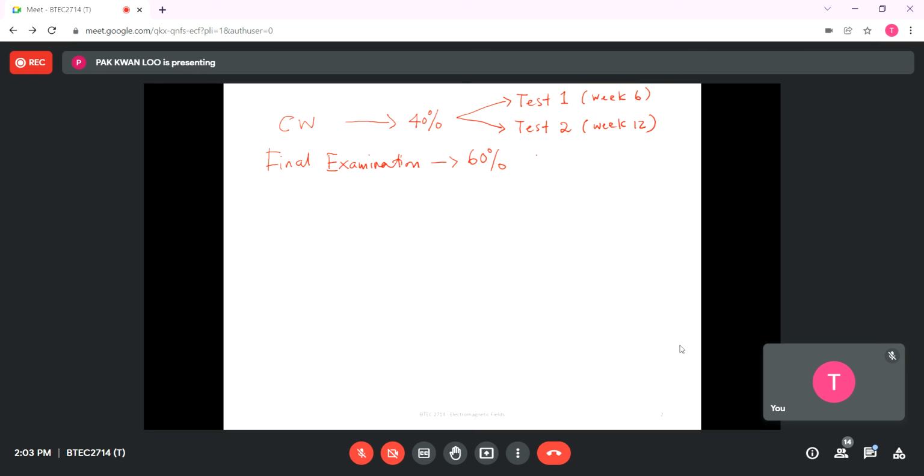So the coming final examination is face to face. It's physical. So you need to come back. It is no longer online anymore. So you need to come back to the campus and sit for the examination. Okay. Physical examination.